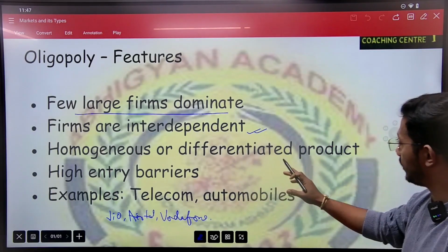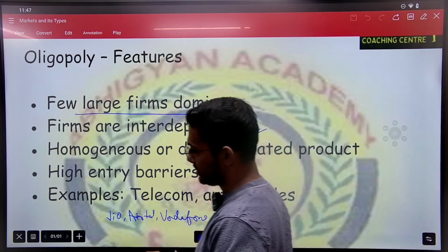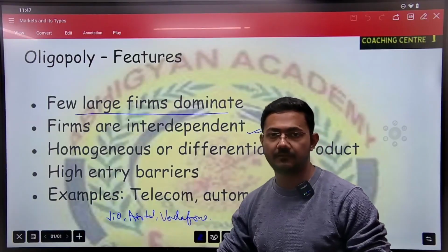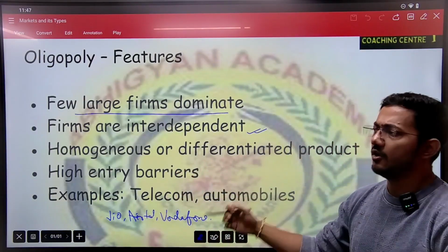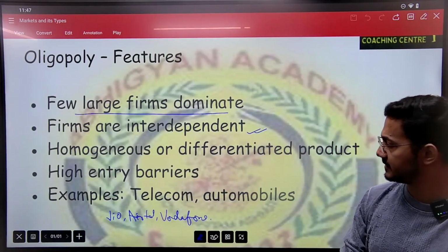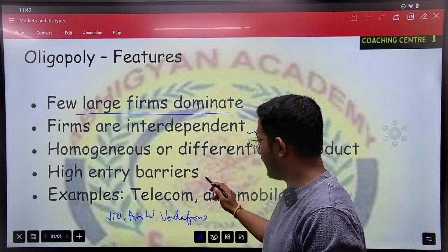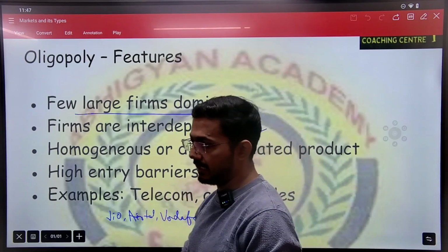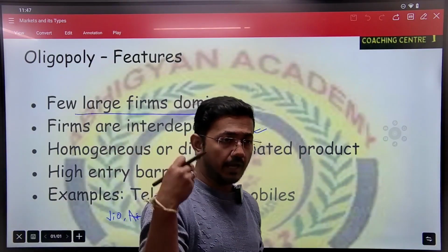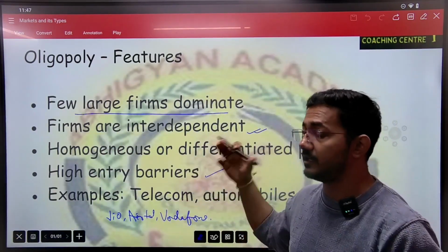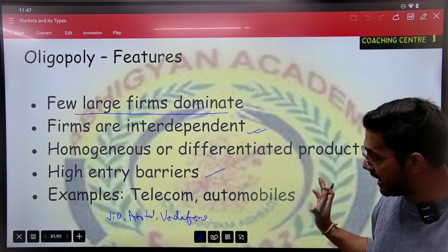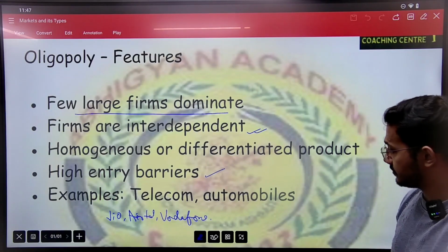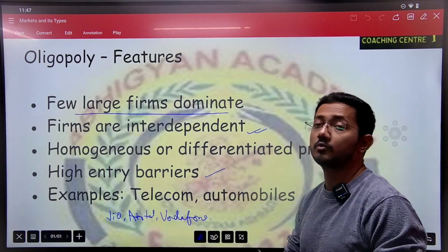They may sell a homogeneous or differentiated product. They may be homogeneous, all of them selling exactly the same product, like telecommunication, the internet, 5G, or it can be slightly different in their services. There are high entry barriers because you can't just have a certain amount of capital and open a business. No, they are very large businesses. There are also certain rules and regulations of the government. So examples are telecommunication and also automobile companies.